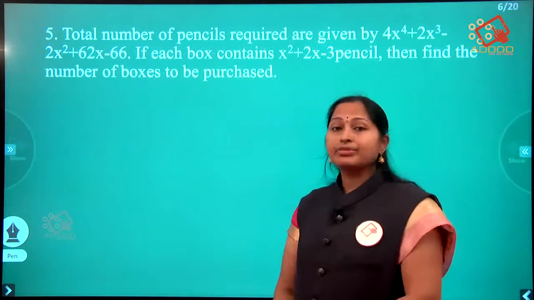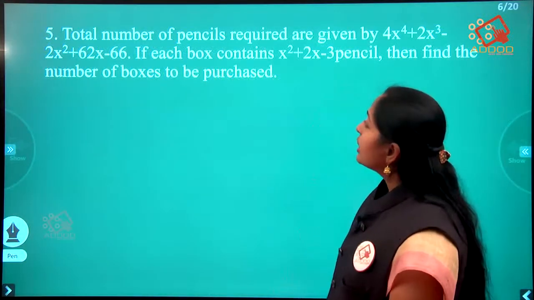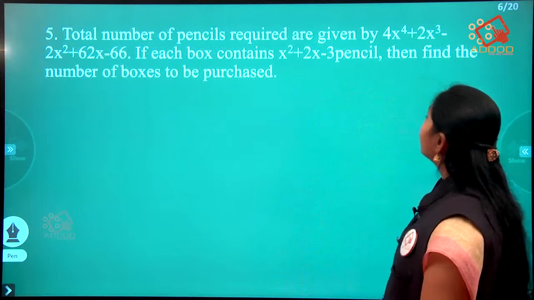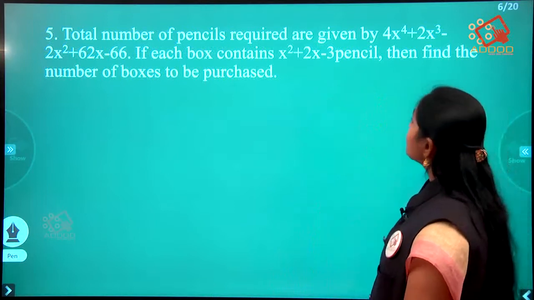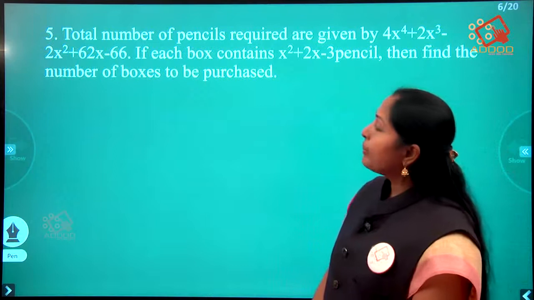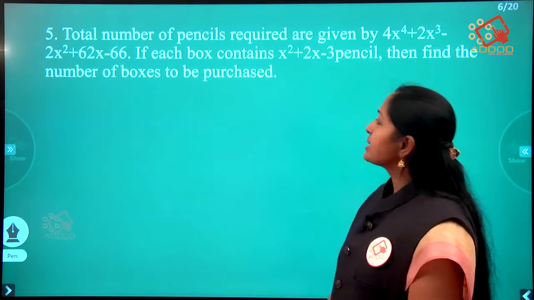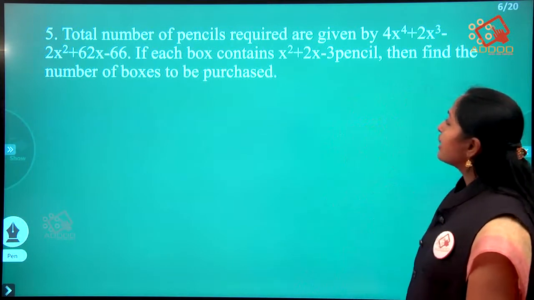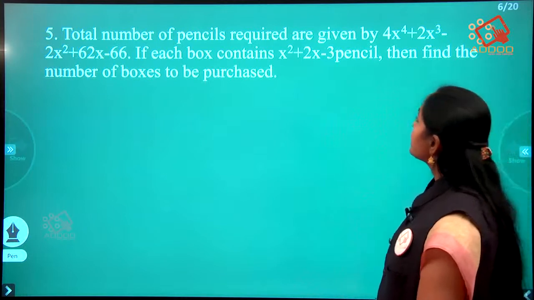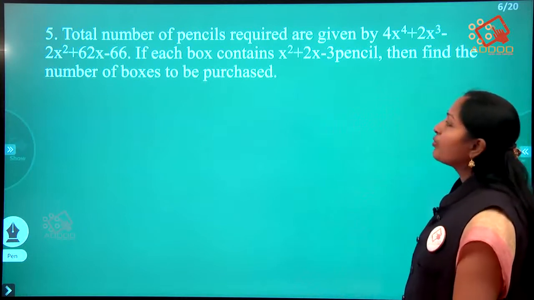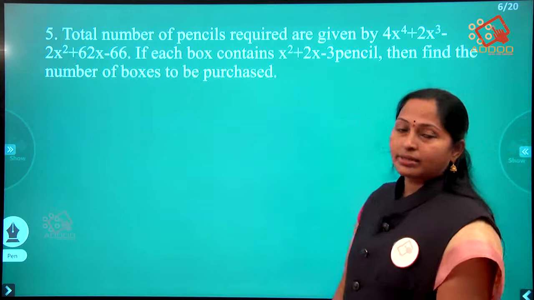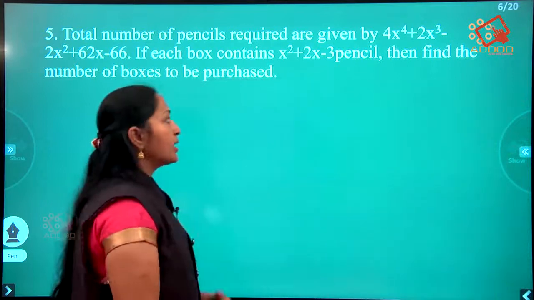Now we can see the fifth question on the screen. The total number of pencils required are given by 4x power 4 plus 2x cube minus 2x square plus 62x minus 66. If each box contains x square plus 2x minus 3 pencils, then find the number of boxes to be purchased. Okay students, first write what is given.